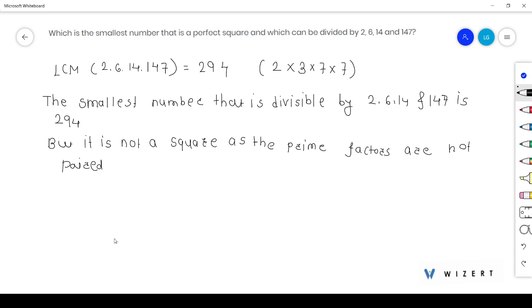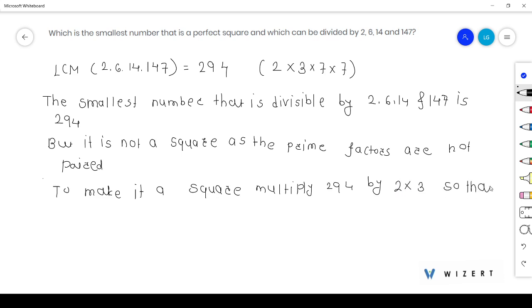Okay. Now to make it a square, multiply 294 by, here we can observe that 7 is in the pair, okay, but 2 and 3 are not in the pair. So to make a square, let's multiply this 294 by 2 into 3 so that the perfect square is made.